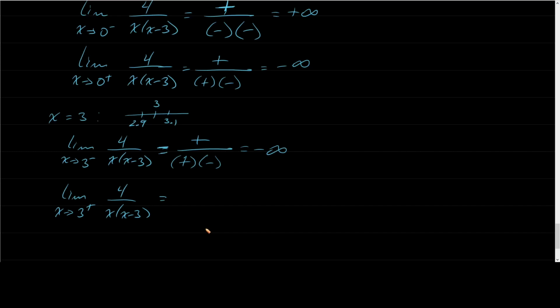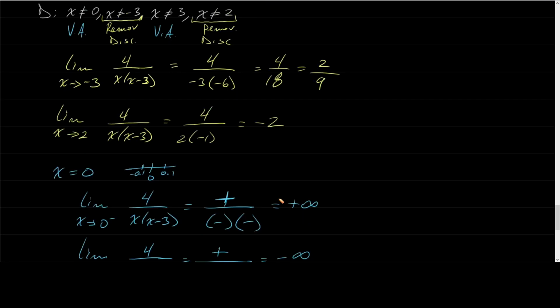Similarly, 3 from the right, well, plug in something like 3.1. The numerator, again, 4 is just positive. Plugging in 3.1 for x, that's a positive value. 3.1 minus 3, that's a positive value. Overall, there's no negatives here, so this is just going to positive infinity. All right.